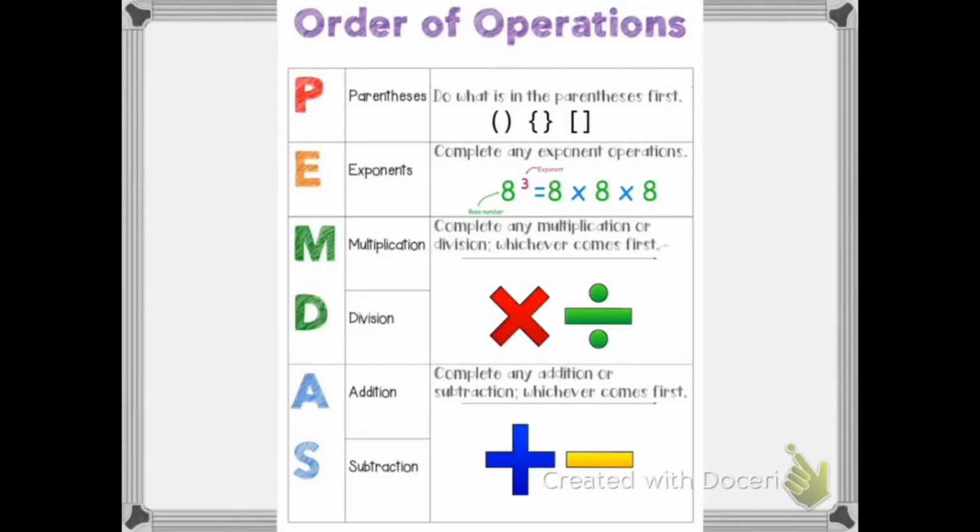And lastly, we have addition and subtraction, which is the same concept as multiplication and division. You want to do addition or subtraction, whichever comes first as you move from left to right. So whatever is on this side of the problem, you're going to do first, and then you keep going in order from left to right.